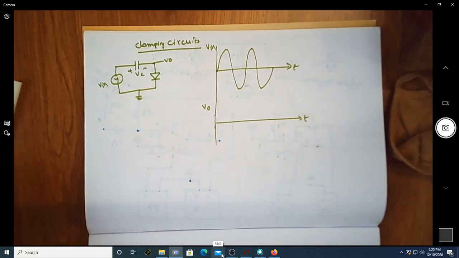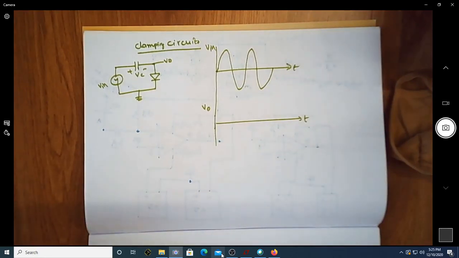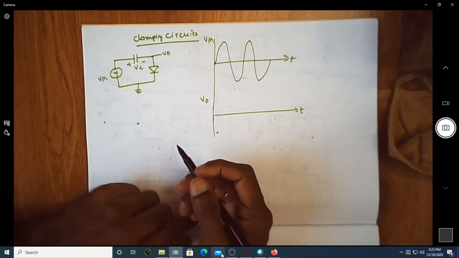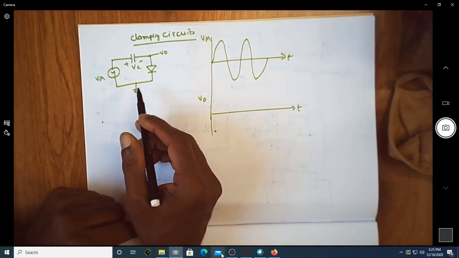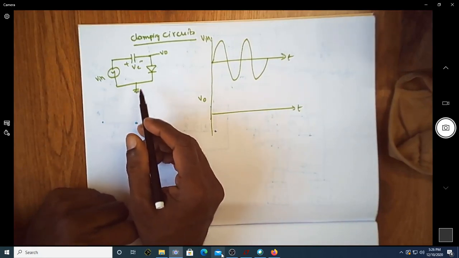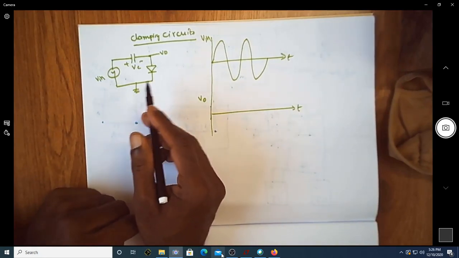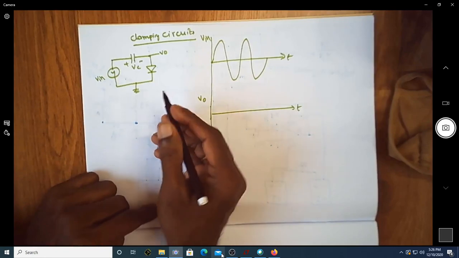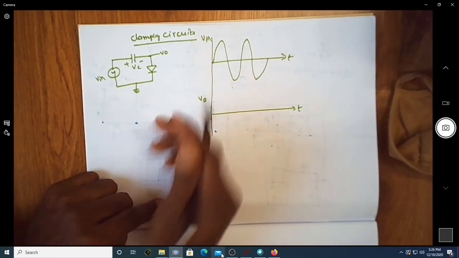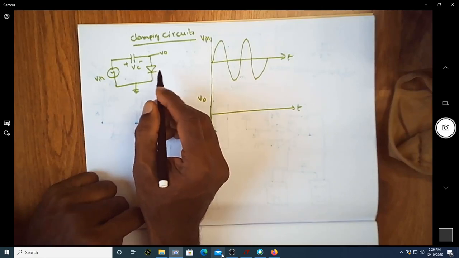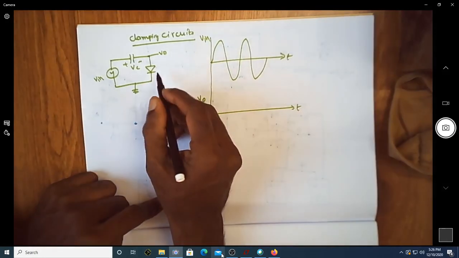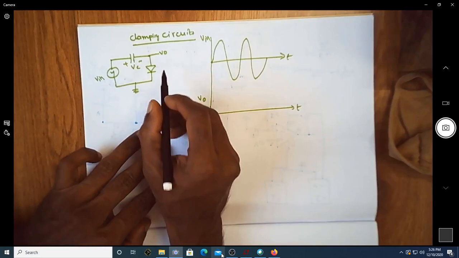Okay, welcome to one more video on clamping circuits. As we discussed already in the previous clamping circuit videos, this is a circuit used to clamp the positive peak of the input voltage to a certain level. In the previous cases, we considered the diode to be an ideal diode. So let us now start considering a practical circuit.